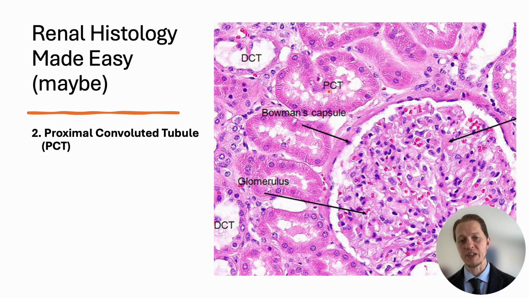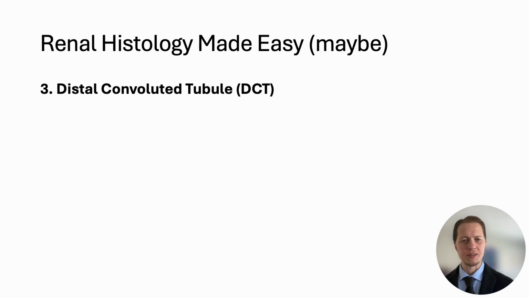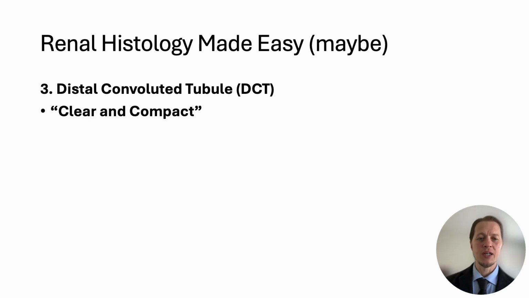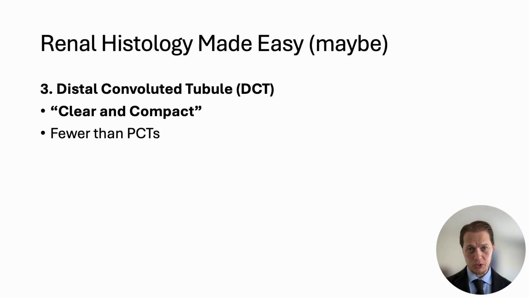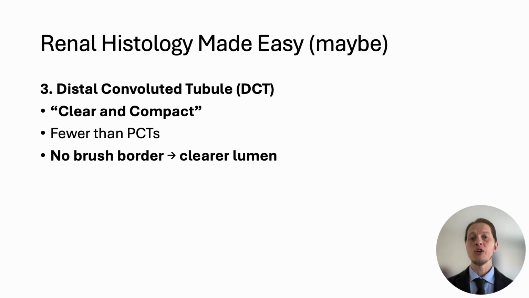So here's your fuzziness, a lot of friends around there. Sorry, glomerulus is over here, the distal convoluted tubule there, your proximal is right there. So fuzzy with friends. All right, on to distal, clear and compact, right? This is what we were just alluding to before. Less numerous than the proximal, no brush border.